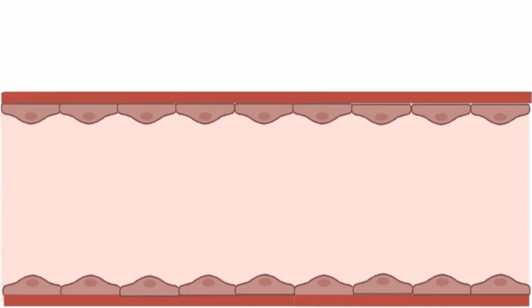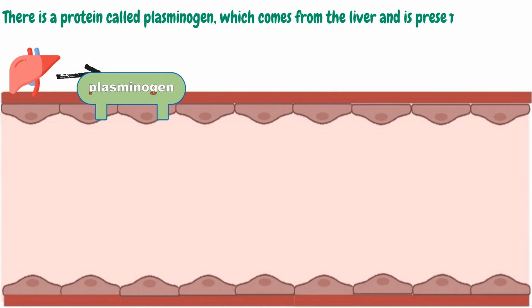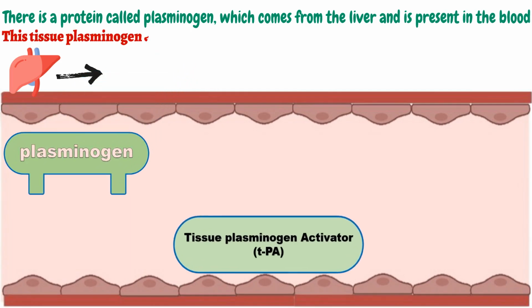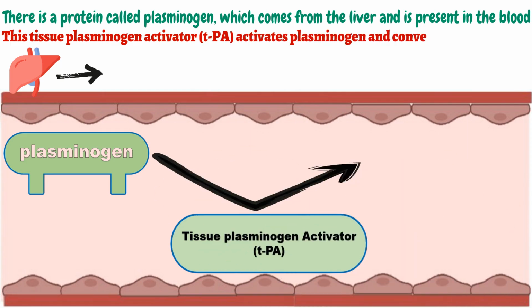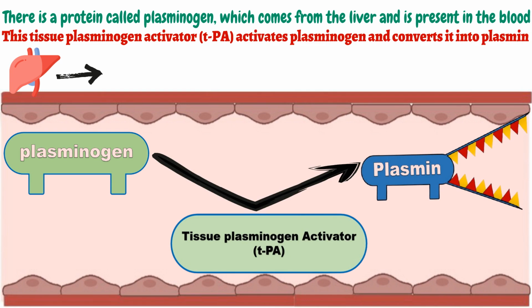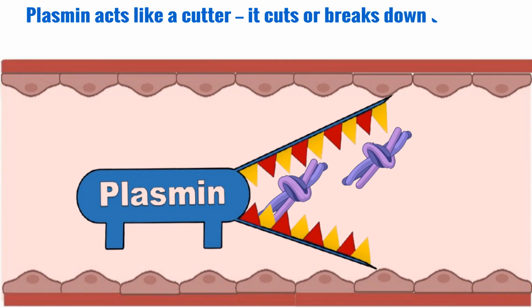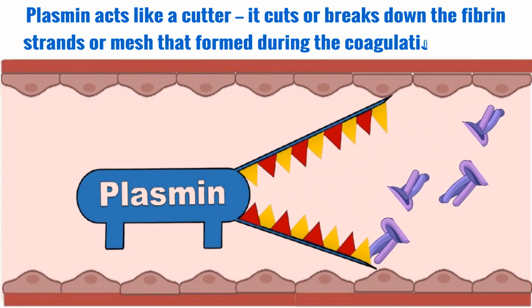There is a protein called plasminogen, which comes from the liver and is present in the blood. This tissue plasminogen activator activates the plasminogen and converts it into plasmin. And do you know the role of plasmin? Plasmin acts like a cutter. It cuts or breaks down the fibrin strand or mesh that formed during the coagulation process.